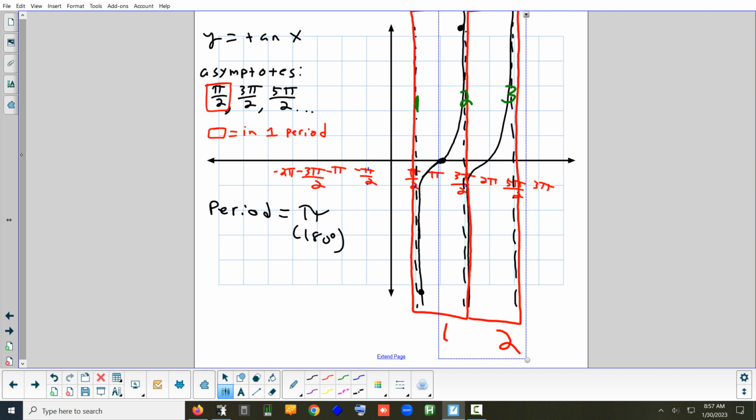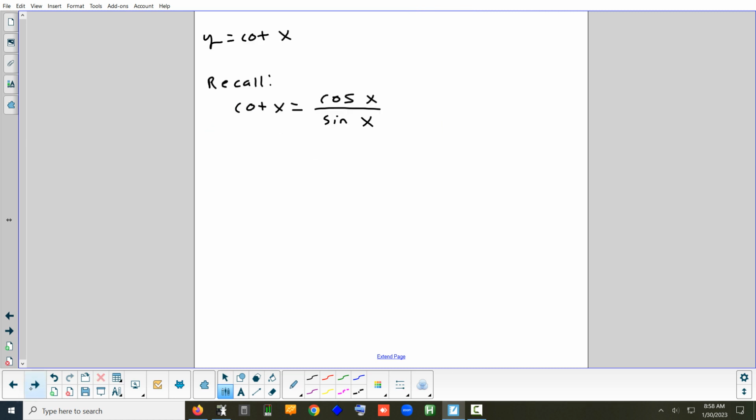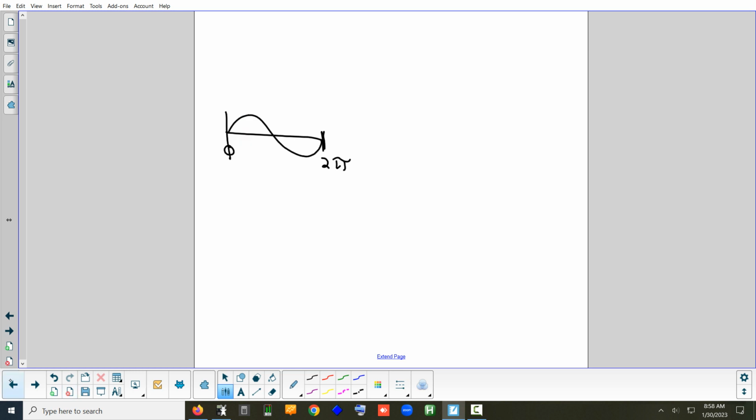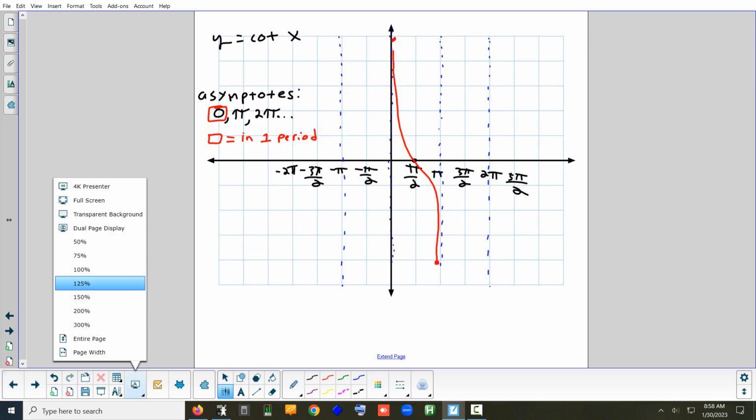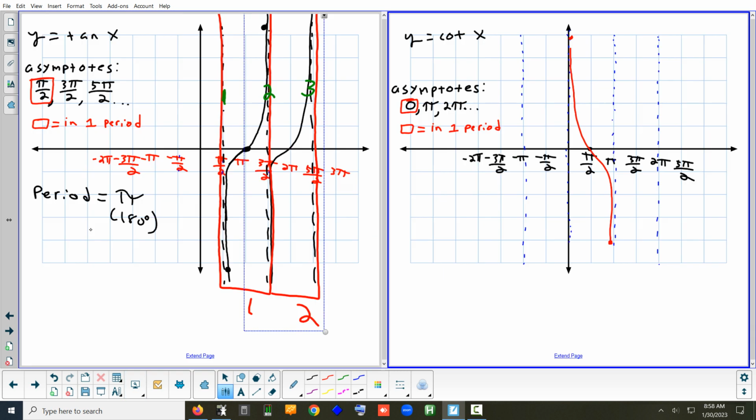Now, what's the connection? We're going to look at cotangent now. What's the connection between tangent and cotangent? Remember, is cotangent the reciprocal of tangent? Yep, it's the reciprocal. All you do is flip it. You take 1 over tangent, that's your cotangent. Since tangent and cotangent are reciprocals, they are going to look a little bit similar. Let me put tangent and cotangent on the board at the same time.